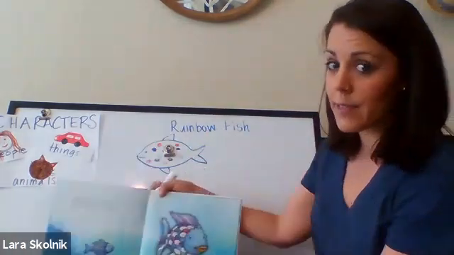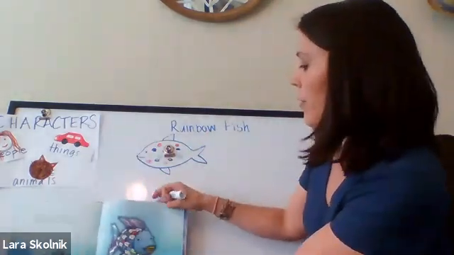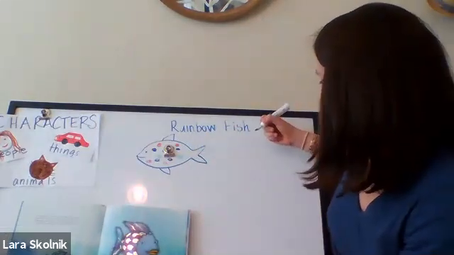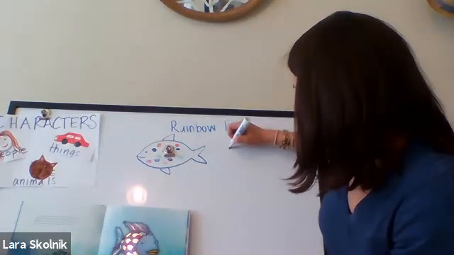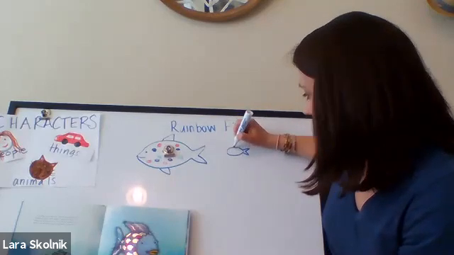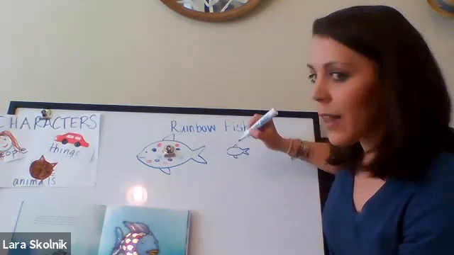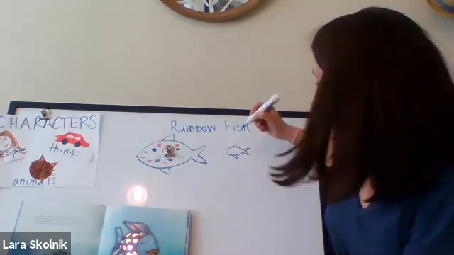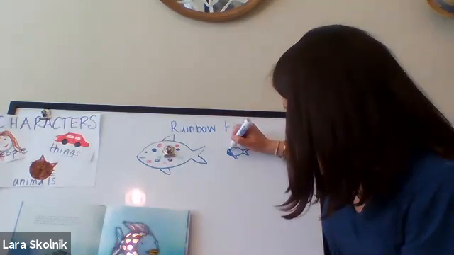So he's smaller than the rainbow fish, right? So I'm gonna draw a small fish right here. Little blue fish. There's a lot of clues right in his name. He's little and he's blue. So I'm gonna color him in blue.